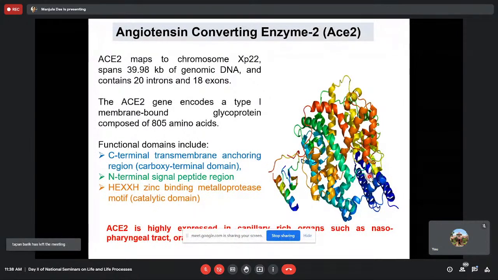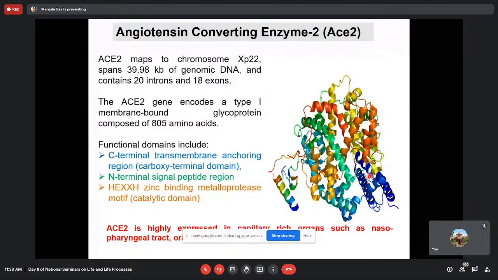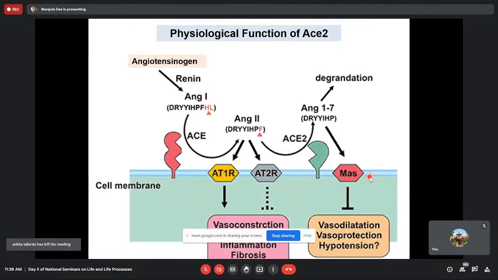ACE2 is highly expressed in capillary-rich organs like the nasopharyngeal tract, and in different organs like kidney, gut and brain. The physiological function of ACE2 is very important. The renin-angiotensin-aldosterone system is one of the most important hormonal mechanisms in controlling hemodynamic stability by regulating blood pressure, fluid volume, and sodium-potassium balance.